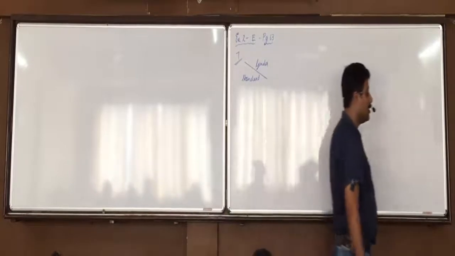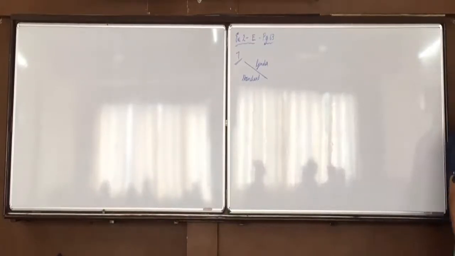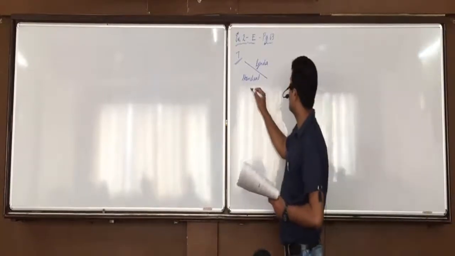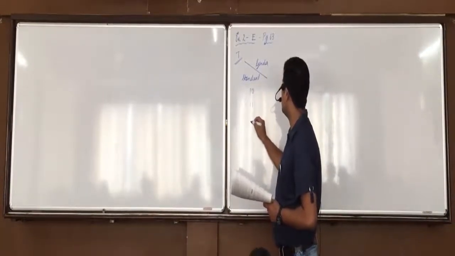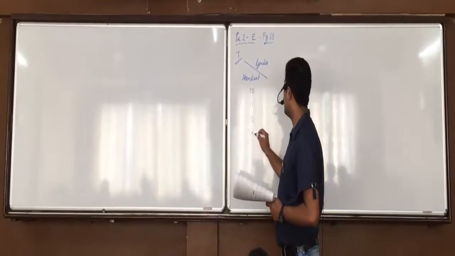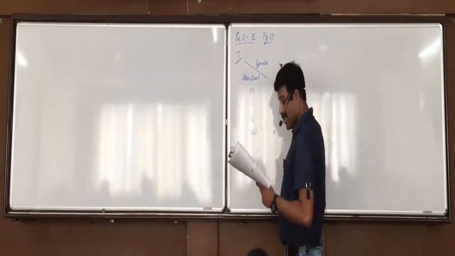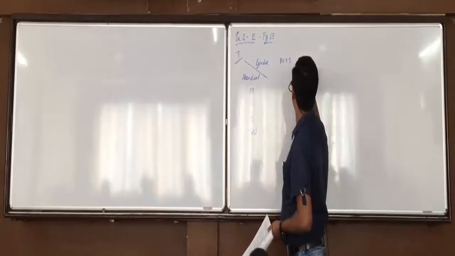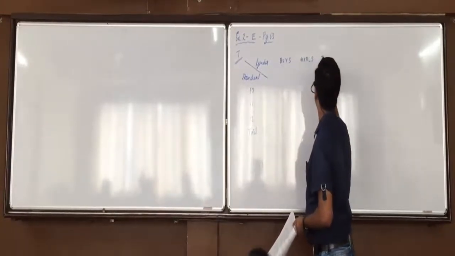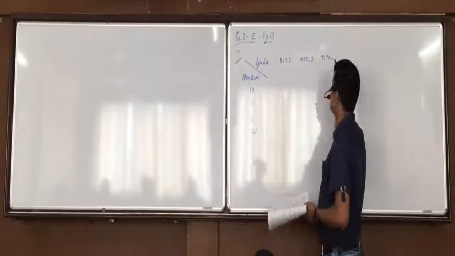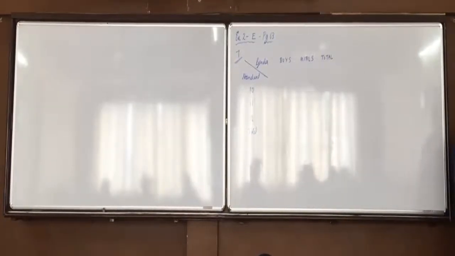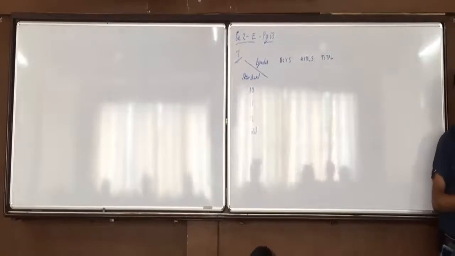The 3 standards are 10, 11 and 12. So 10, 11, 12 and total. Genders will be boys, girls and total. Now you are given that. Who will put in this table?